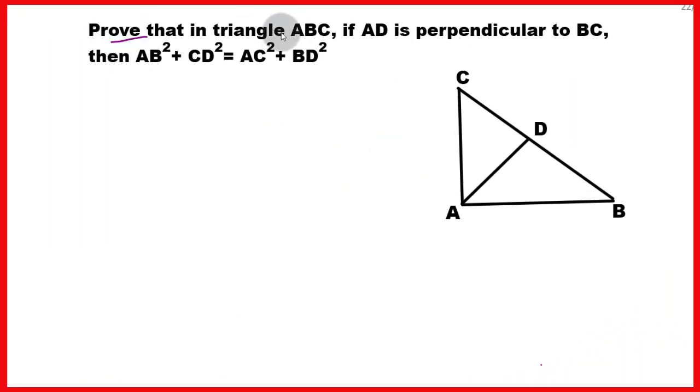Friends, here is a question. Prove that in the triangle ABC, AD is perpendicular to BC. This AD is perpendicular to BC, so this angle is 90 degree. This angle is 90 degree, and it is also given that this is also of 90 degree. Then we have to prove that AB square plus CD square is equal to AC square plus BD square.